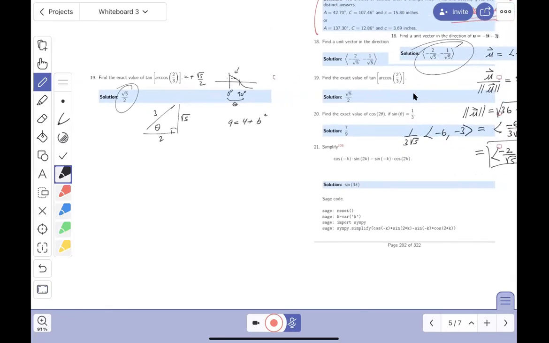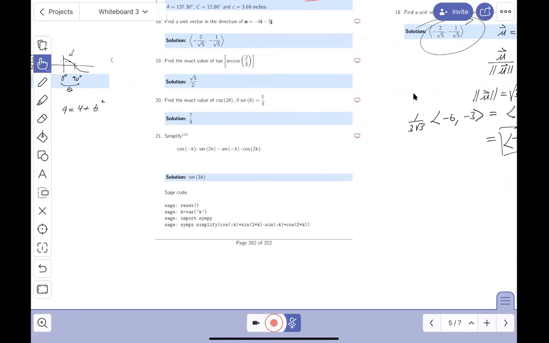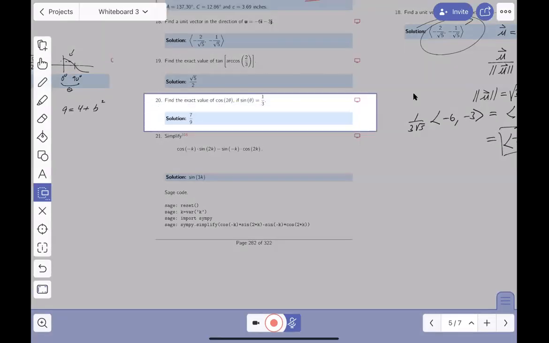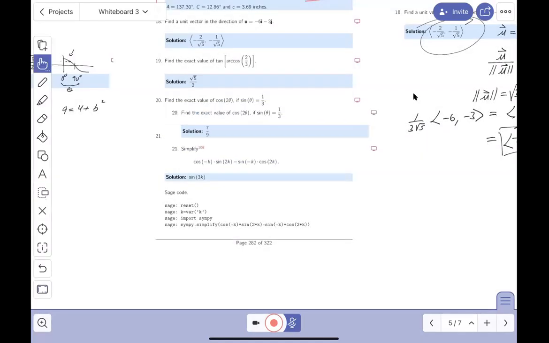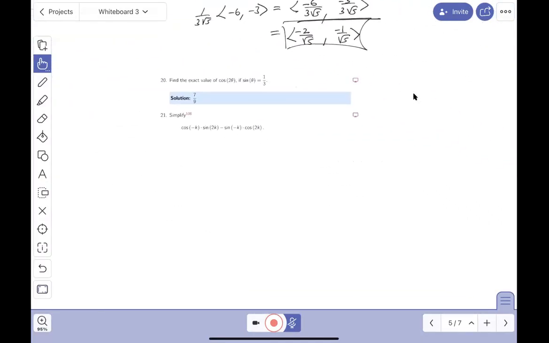Let's go to number 20. Oh boy, I got a lot of work over there to get rid of now, don't I? Let's go 20 and 21. Okay, let's take a look. I'll pull it on the side. By the way, I know there's Sage code there. I'm not looking at the Sage code.